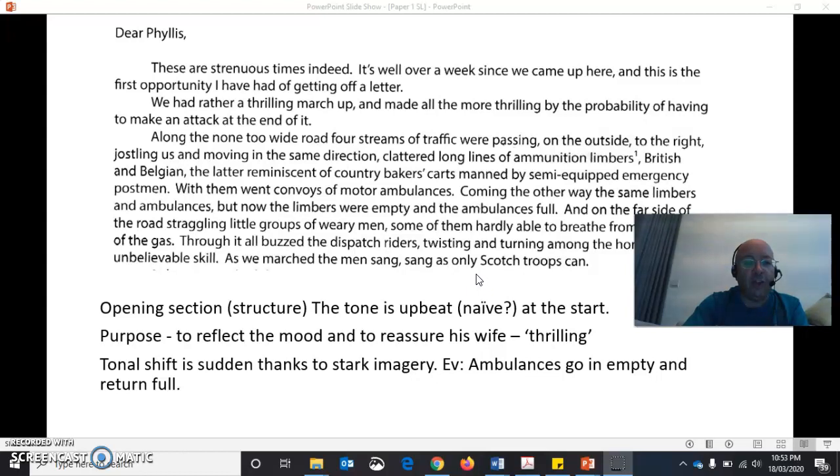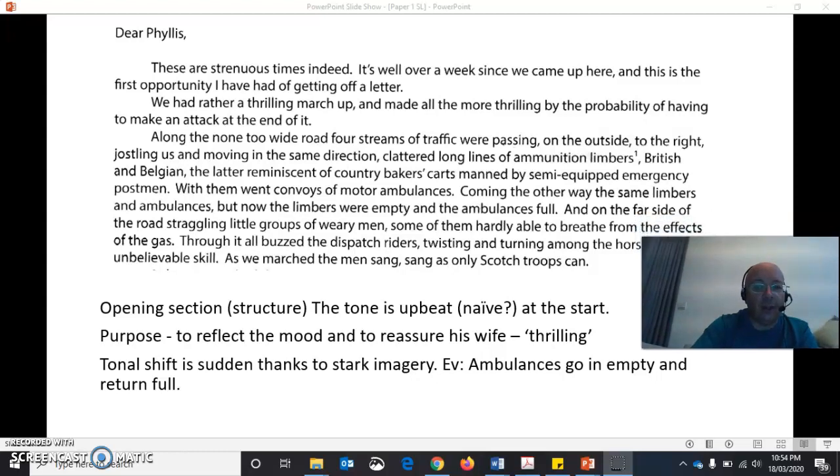The purpose seems to be, in general, though, to reflect the mood of what's happening here, to give the wife some understanding, but possibly not exposing her to absolutely everything that's happening, and hence the use of words like thrilling. There is certainly a tonal shift.